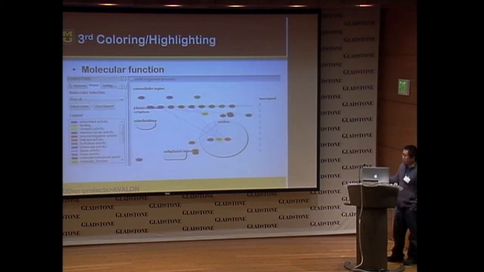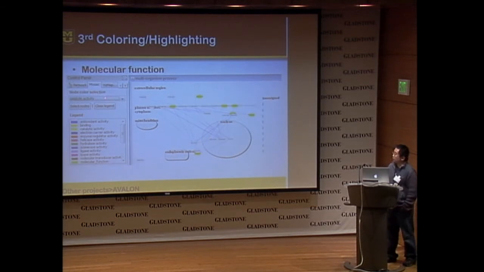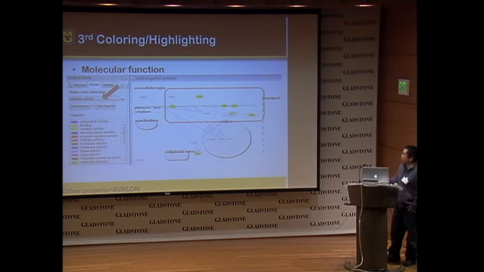And in the last step, we will color those nodes based on the molecular function. And here, on the left side, we will show a color legend and list all the mappings between the different colors and all possible molecular functions for this subset of genes. And you can click this button to display this legend or close it. And by choosing from the pull-up menu, you can choose one particular molecular function you are interested in, and those nodes with this particular function will be highlighted.